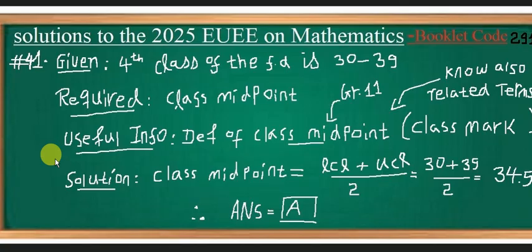So in order to solve the present problem, we can apply this formula. Class midpoint, which is also called class mark, is lower class limit of the class plus upper class limit of the class divided by 2. For which class we are calculating this?